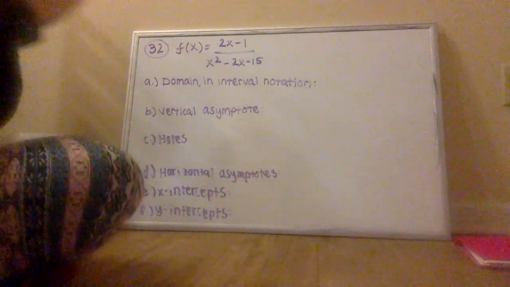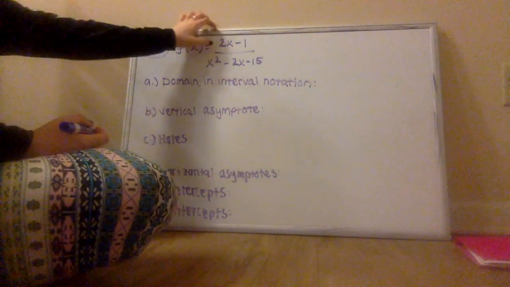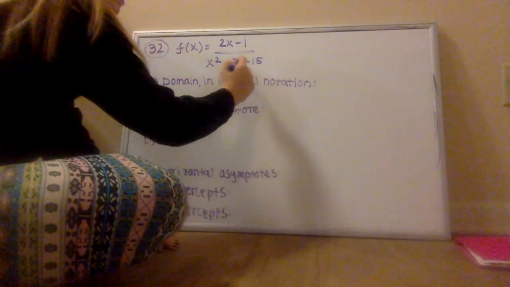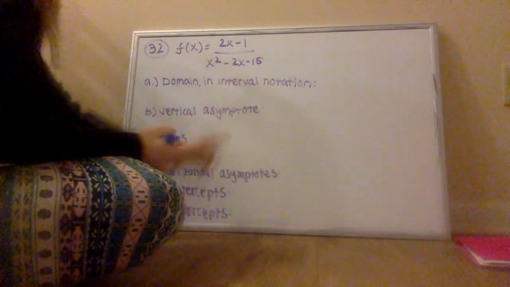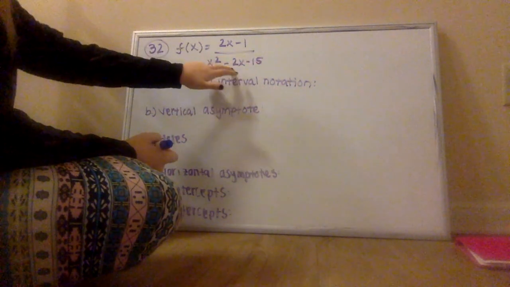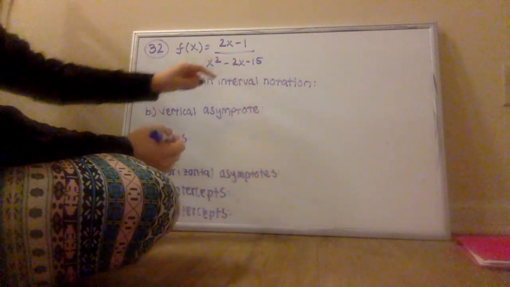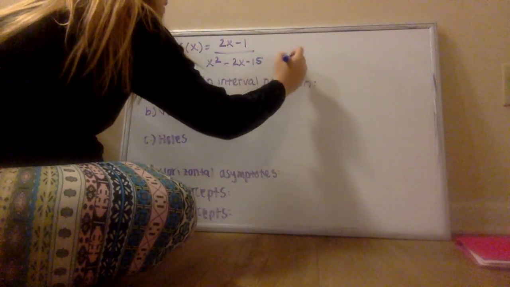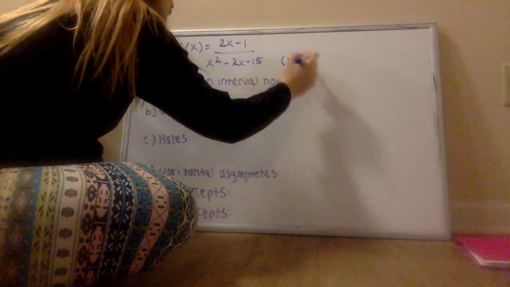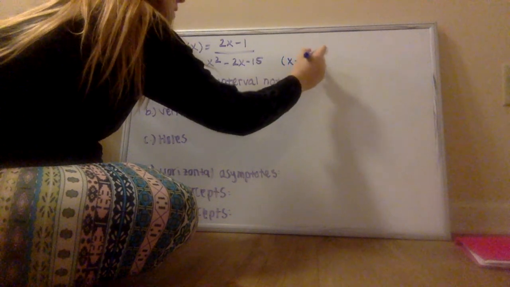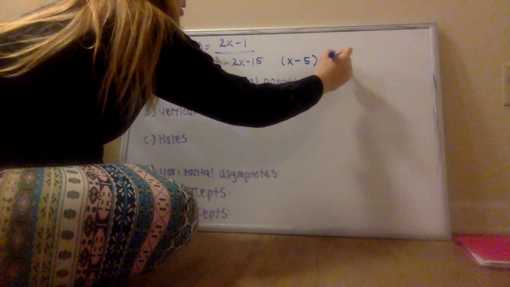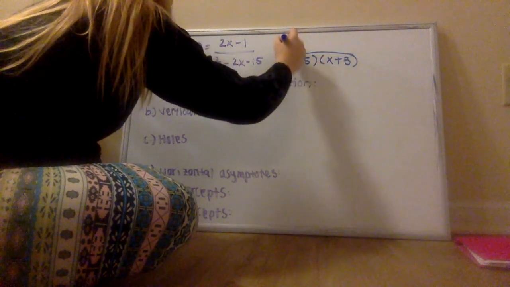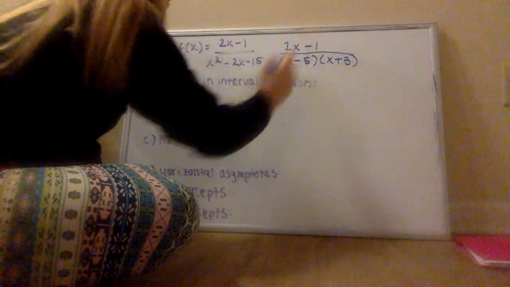Alright, so the first thing I'm going to do is factor this. Nothing in the numerator can be factored, but our denominator, we have x squared minus 2x minus 15. Well, two numbers that multiply to give us negative 15 and add to give us negative 2 are negative 5 and positive 3. So we're going to have x minus 5 and x plus 3. And this is still over our 2x minus 1.